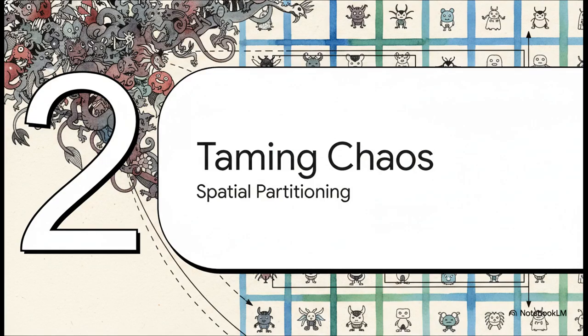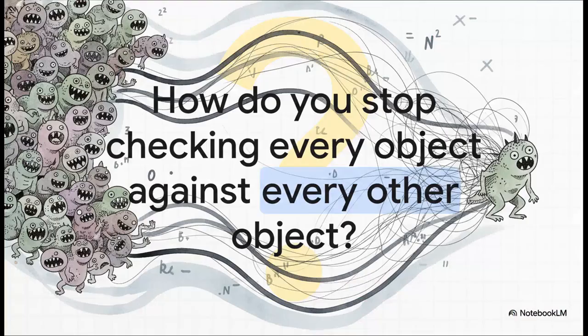So we've untangled our code with ECS, which is awesome. But what about that catastrophic performance degradation? When you have hundreds or even thousands of creatures running around, how do you handle things like collisions or proximity checks without the game just grinding to a complete halt? Yeah, this is the big one. This is the fundamental performance question you have to answer.